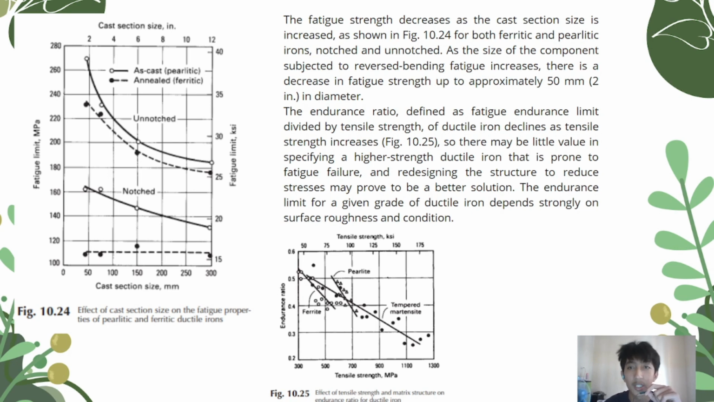The endurance ratio, defined as the fatigue endurance limit divided by the tensile strength of ductile iron, decreases as tensile strength increases. The picture shows the effect of tensile strength and matrix structure on the endurance ratio for ductile iron. So there might be little value in specifying a higher strength structural iron that is prone to fatigue failure, and with this technique, changing the structure to reduce stress might prove to be a better solution. The endurance limit for a given grade of ductile iron depends strongly on surface roughness and condition.